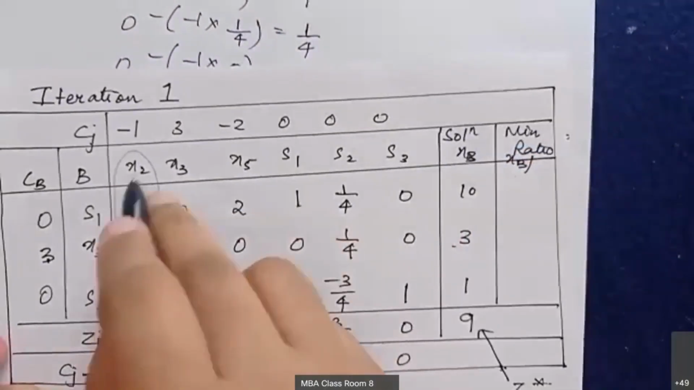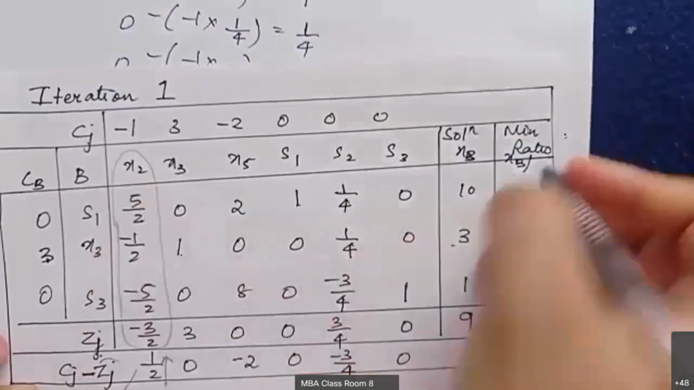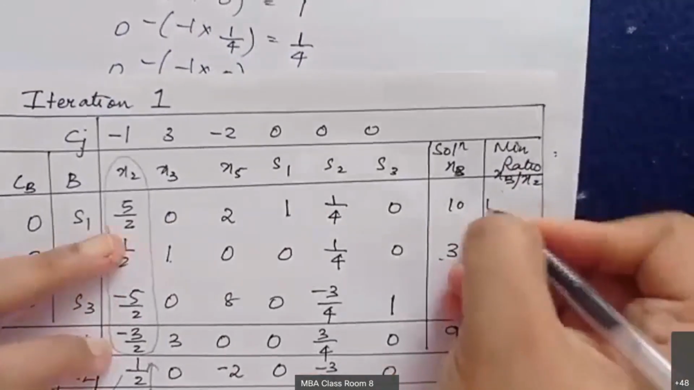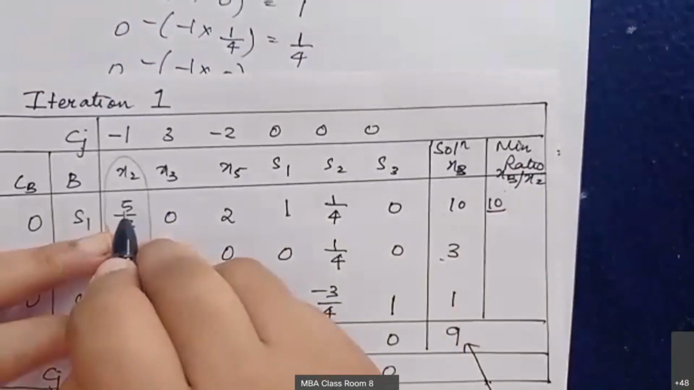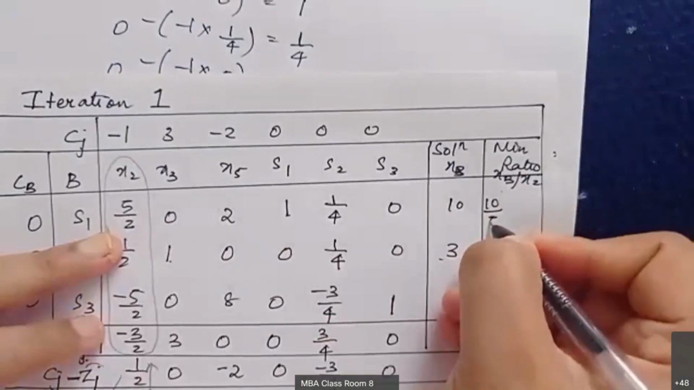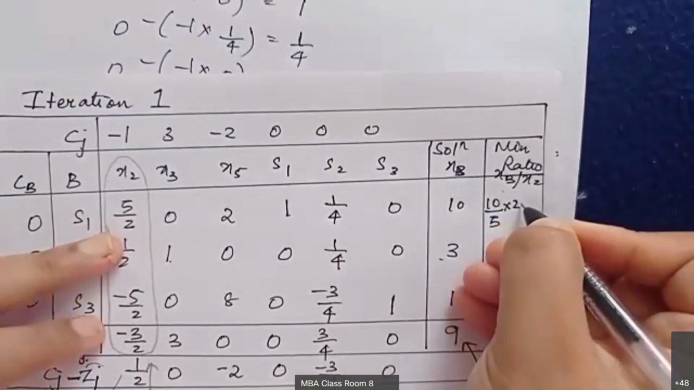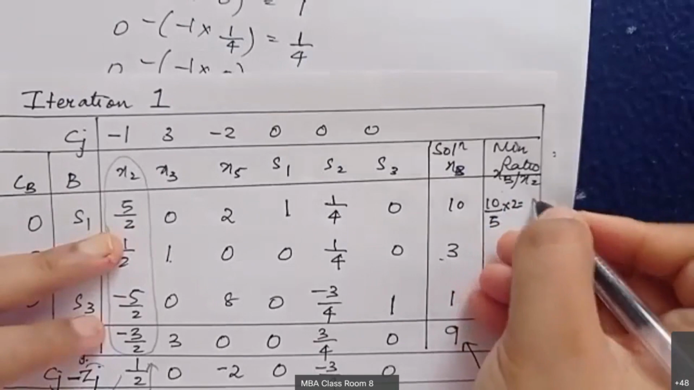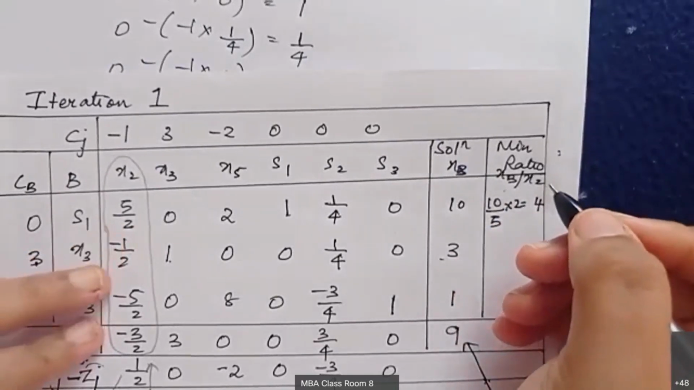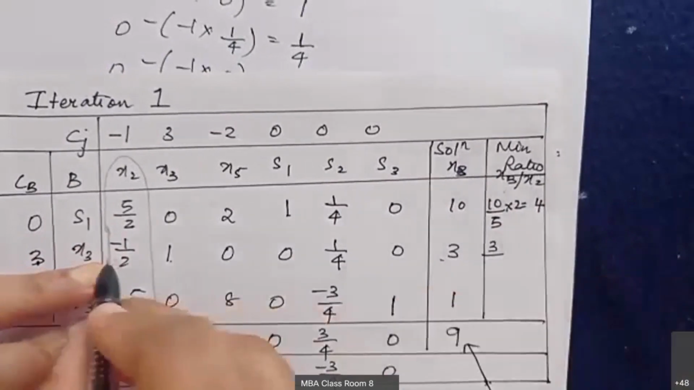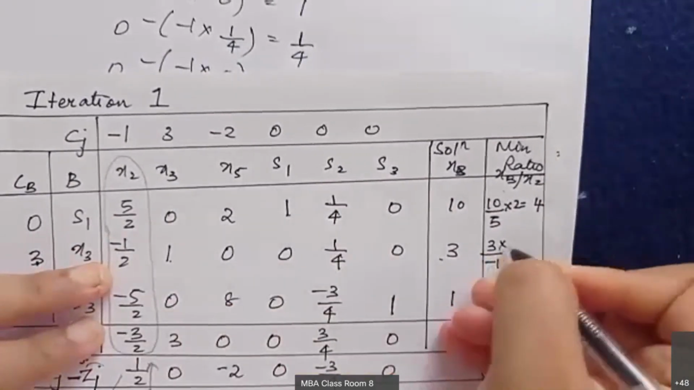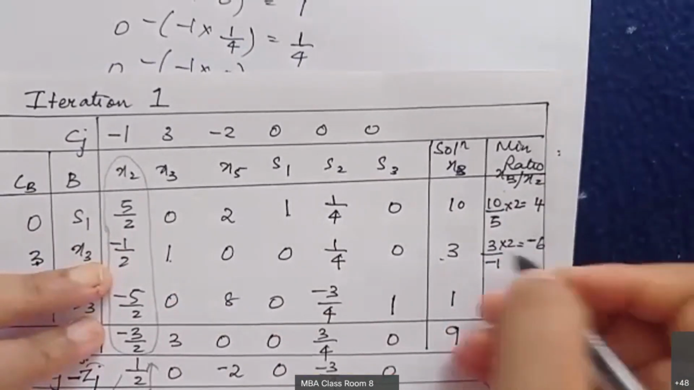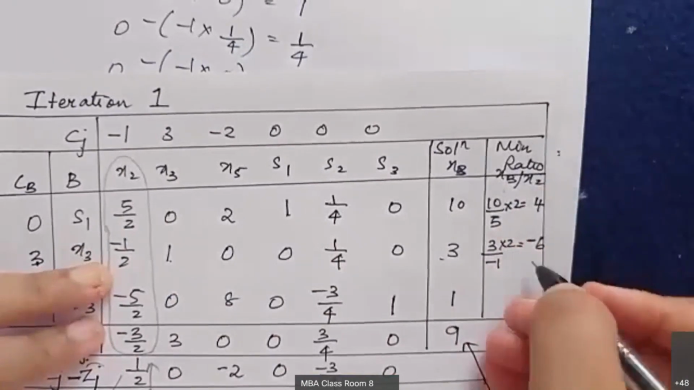How do we calculate the minimum ratio over here? XB divided by, this is going to be the key column, so divided by X2. Here we have X2, so I am dividing it by X2. So 10 divided by 5 by 2, I can write here 5 multiplied by 2 on top. So that is going to be 10 and 5 we can cancel. Here we have 2 into 2, which is 4. Next one, 3 divided by minus 1 by 2. So minus 1 into 2, which is minus 6. It is a negative number. You don't have to consider negative numbers for minimum ratio. Just put a dash there.